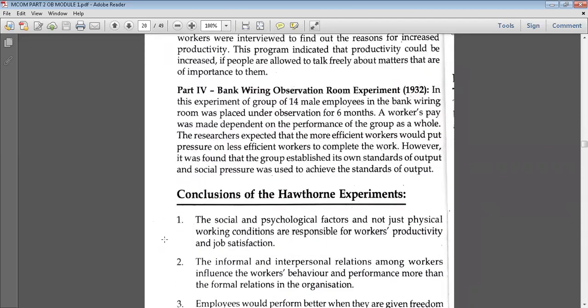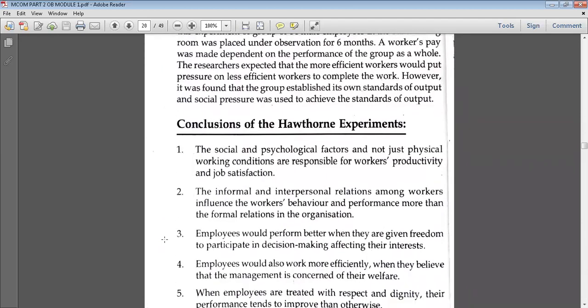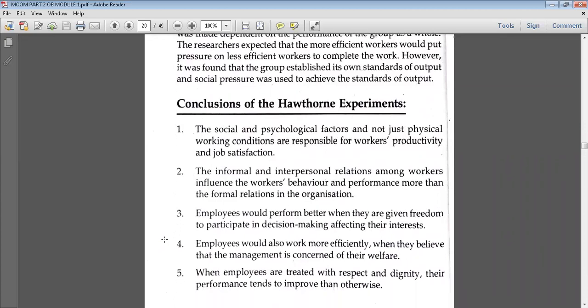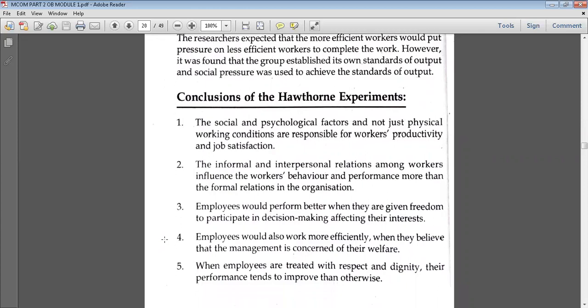Now, what did we understand from here? Conclusions of the Hawthorne experiments. It was understood that social and psychological factors, not just physical working conditions, are responsible for workers' productivity and job satisfaction. That is, an individual's behavior, the work conditions, and their societal conditions are equally responsible. Then, the informal and interpersonal relationships between workers definitely influence the workers' behavior, and that helps in improving performance rather than formal relationships.